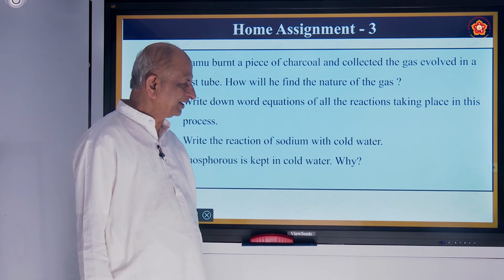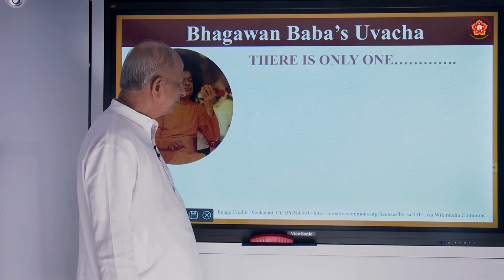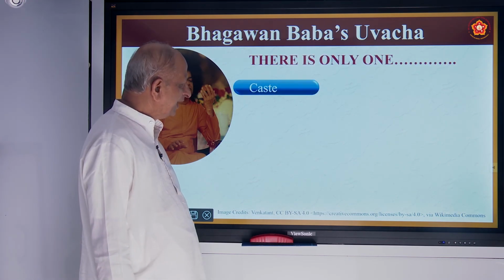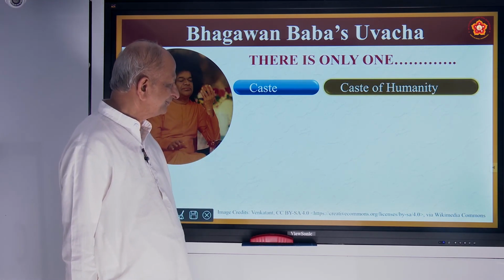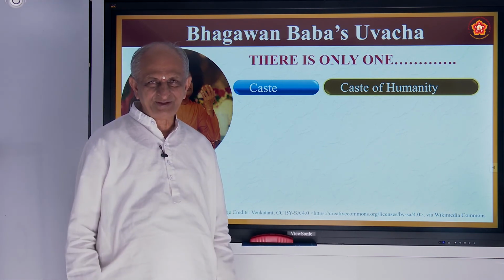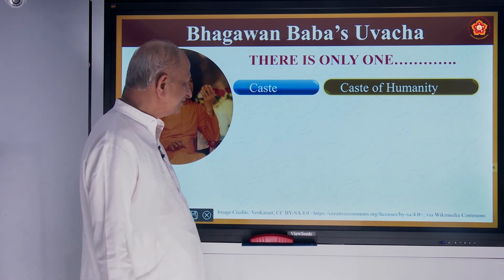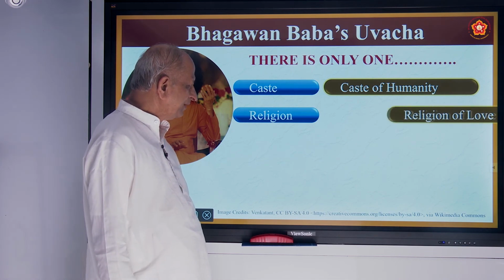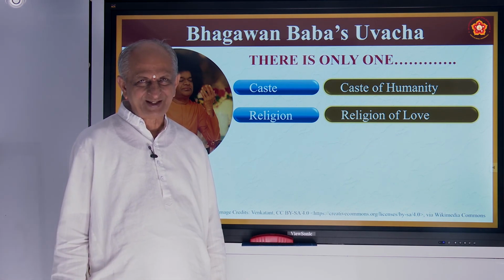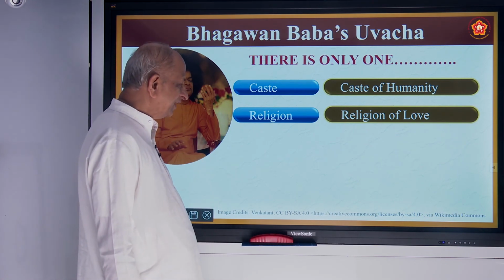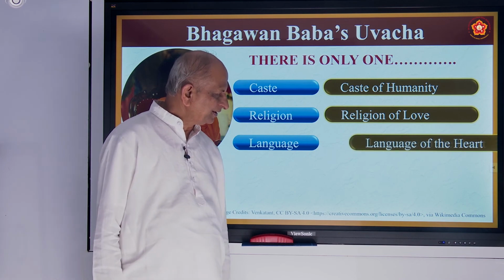Okay. Now shall we see the message of Bhagawan Baba? Bhagawan Baba Uvacha. Uvacha means tells. There is only one caste. Learn it by heart. The caste of humanity. We may call it in daily life by so many names of caste. Baba says only one caste, that is the caste of humanity. Only one religion, the religion of love. What you call it, Hindu, Muslim, Christian, Parsi and all. But Baba says the religion of love. Love is the basis for all that.